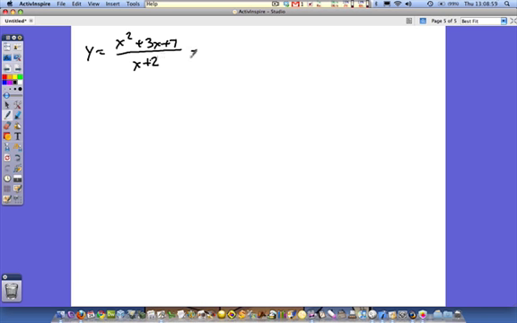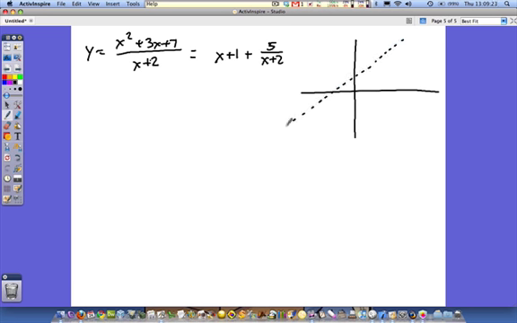If you divide this out, and I'll spare you the details, you'll get x plus 1 plus 5 over x plus 2. There's your linear part. Here's the part that messes things up when you get around negative 2. X equals negative 2. So we're going to have an oblique asymptote at x plus 1. So it's going to look like that. This is 1, that's negative 1. And then we're also going to have a vertical asymptote at negative 2. So there's negative 2, like that. Now we just got to figure out where the min and the max are.